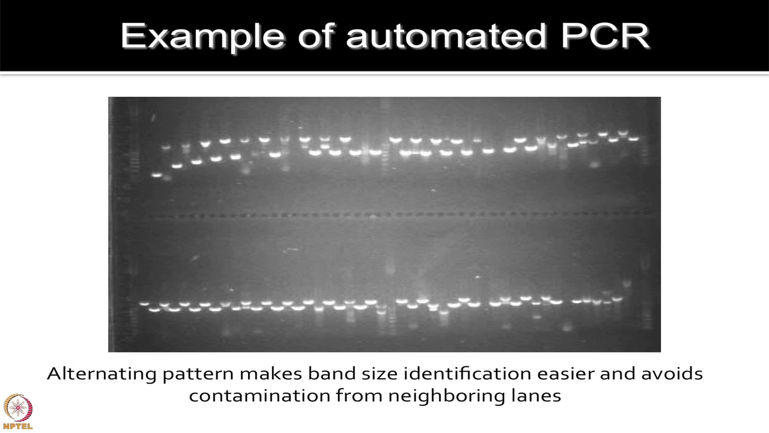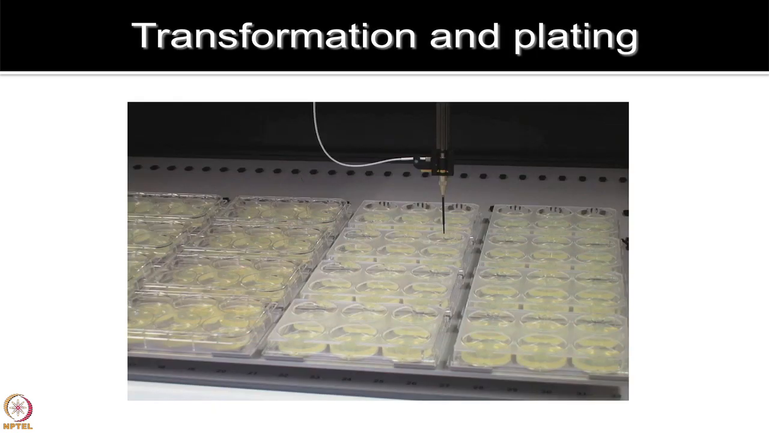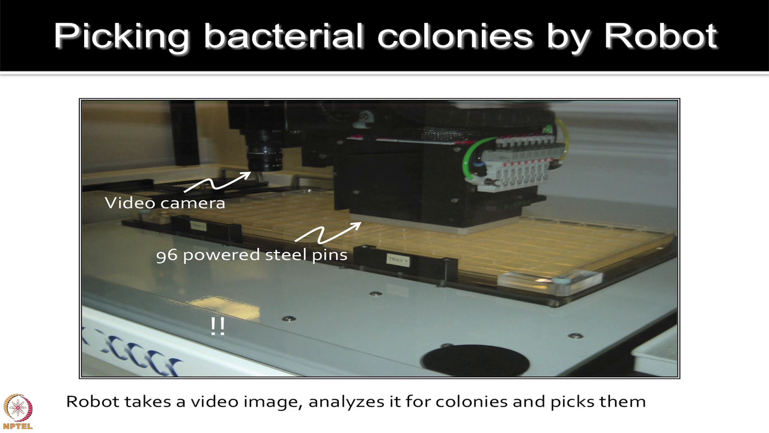Now you can see the pattern of these images, like how these PCR look like. You are putting alternate wells so that there is no contamination in the two neighboring wells. So, one is up, one is low, and all the loading is being done in a more automated manner. Now, even the plating once you are doing the BP reaction, LR reaction, and want to do the further transformation, those plating could also be done by the robot. Transformation and plating again shown here. These colonies are now made on this particular plate. You can also monitor these things with the robot, which can look at the bacterial colonies, pick up a single bacterial colony, and it is also video recorded, so that you can see whether it is a single colony or not.